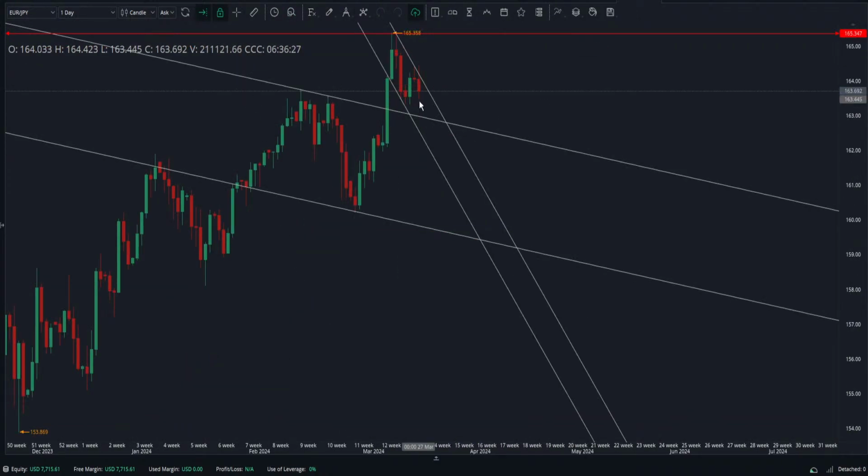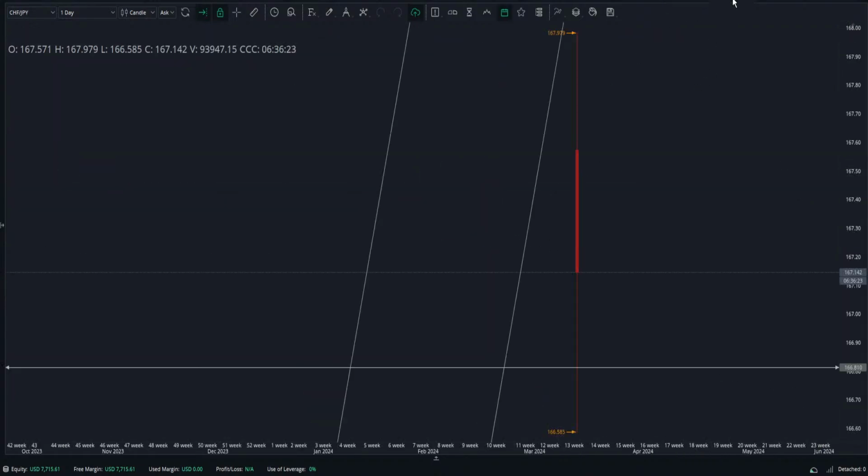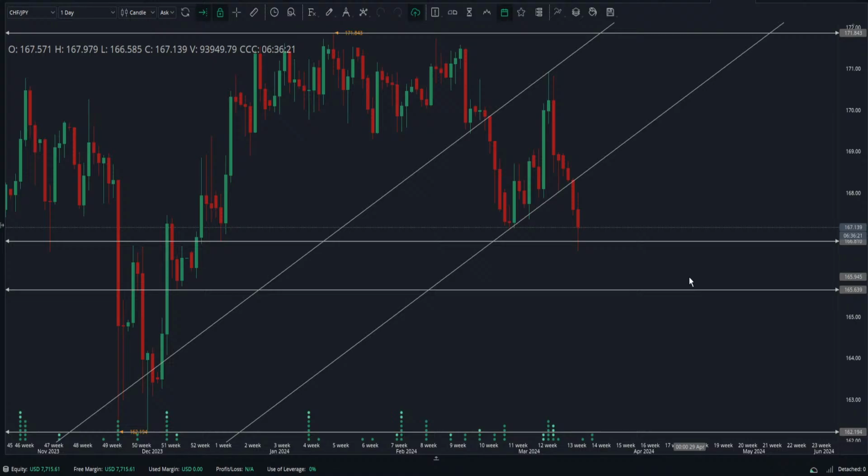Euro JPY is still moving in a triangle. GBP AUD is still consolidating. CHF JPY saw very fast action after the breakdown, and today it has even crossed below 166.81.